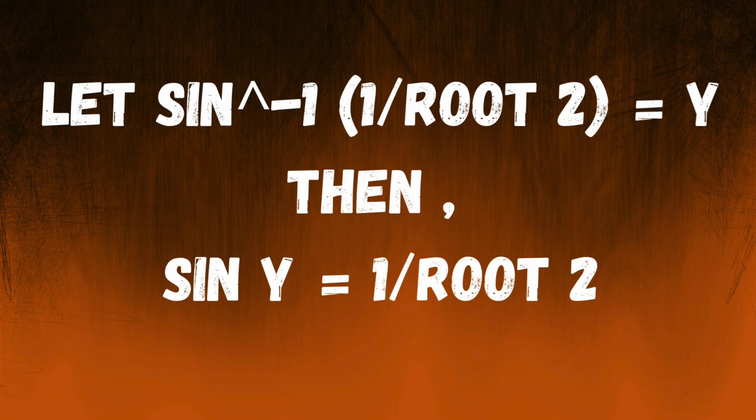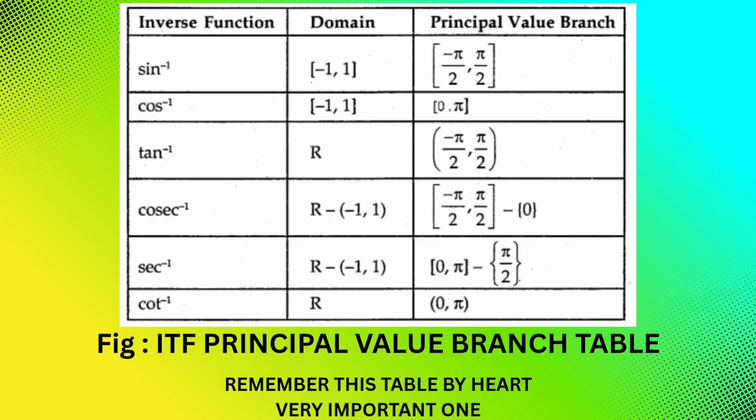Let sine inverse of 1 by root 2 be equal to y. Then taking sine to the opposite side, sine y is equal to 1 by root 2. Now this is the principal value table. Remember this inverse trigonometric principal value table by heart.